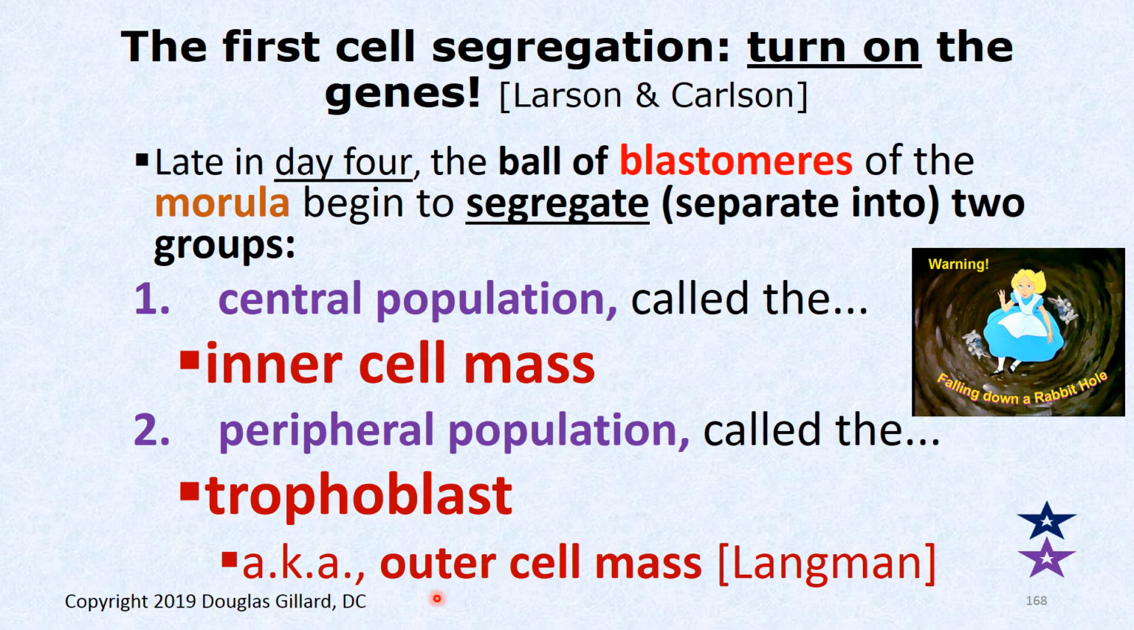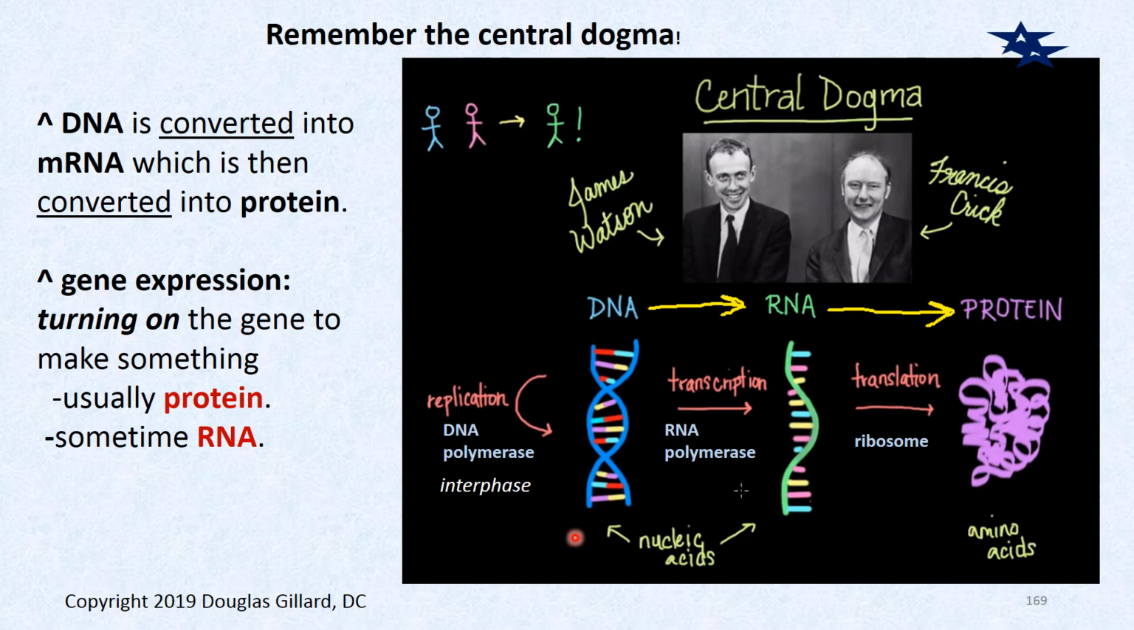Only actually one book, I think, Langman, which is a board of chiropractic examiner books, calls it the outer cell mass. I've never seen that anywhere else. Langman likes to do that. It seems to like to make up words that I don't see used anywhere else. But anyway, so trophoblast.